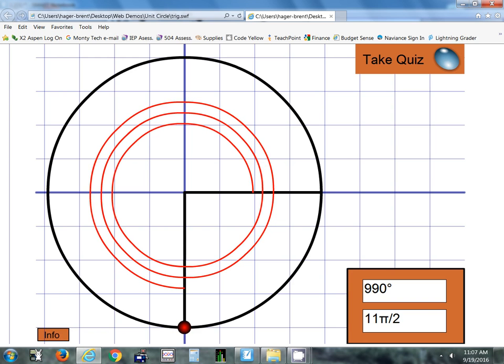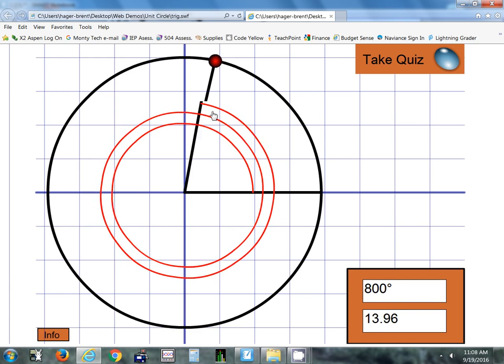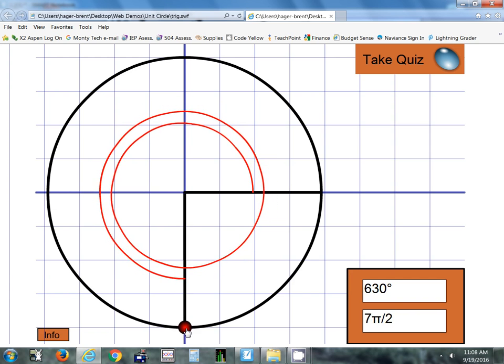990. Not quite. Want to help him out? What can you subtract, or how much can you move on a circle and end up right back where you started? You have to know how many. Yeah, 360 degrees. All right, so if we subtract one revolution, I end up back right there.